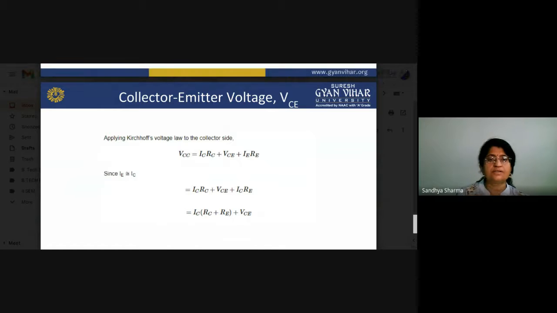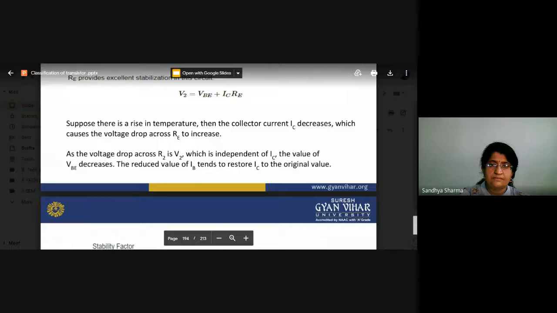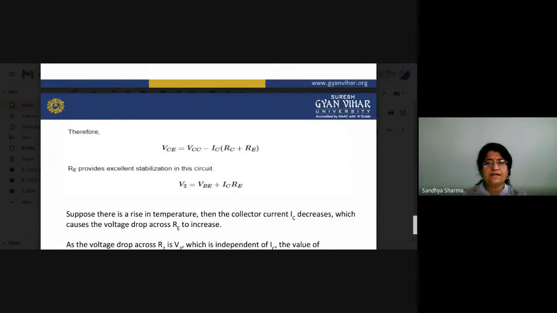If we apply Kirchhoff's voltage law to the collector terminal, VCC is equal to ICRC plus VCE plus IERE. So now what will happen here? Since IE is equal to IC, we have ICRC plus VCE plus ICRE. So you can calculate the value of VCE in terms of IC. So VCE is equal to VCC minus IC times RC plus RE. So that is when we apply Kirchhoff's voltage law, and RE provides the excellent stabilization.